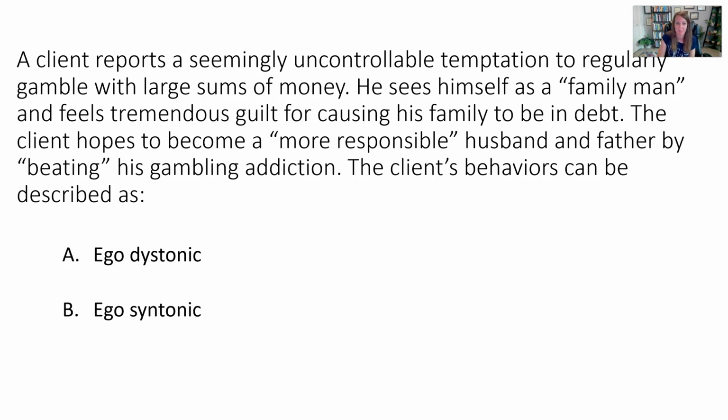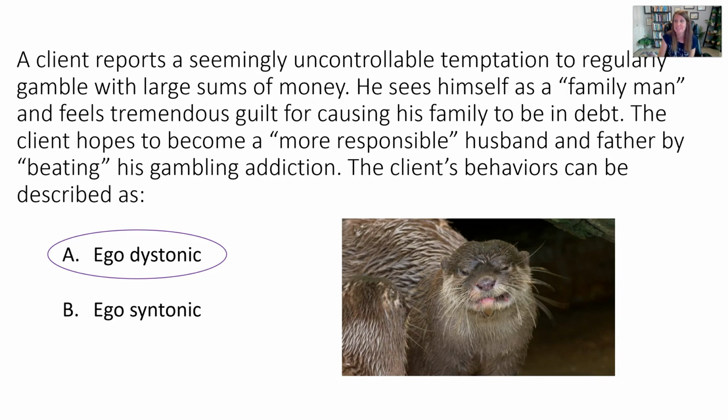So let's look at some examples here. Say a client reports a seemingly uncontrollable temptation to regularly gamble with large sums of money. He sees himself as a family man and feels guilty for causing his family to be in debt because of the gambling. He hopes to become a more responsible husband and father by beating, quote, his gambling addiction. The client's behaviors can be described as... So the behaviors are dystonic here because he dislikes his own behaviors. There's shame. It's not in line with his values or goals, not mine, but his perceptions of how he, quote, should be. So the behavior is ego dystonic. There's that kind of feeling associated with it.